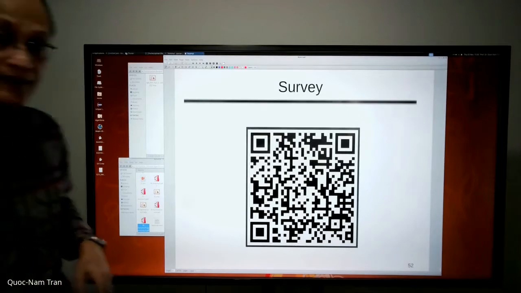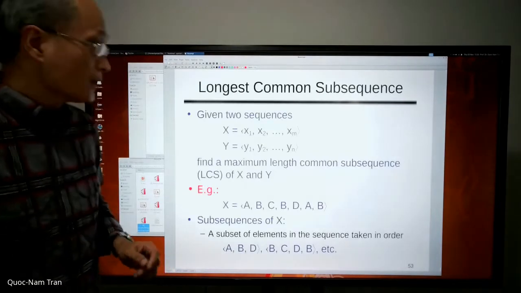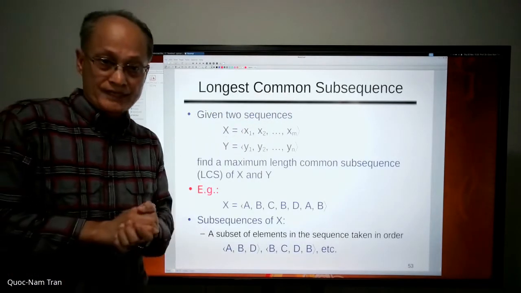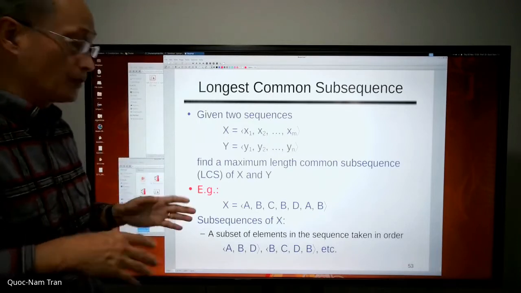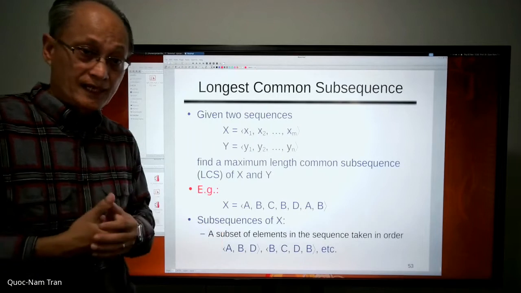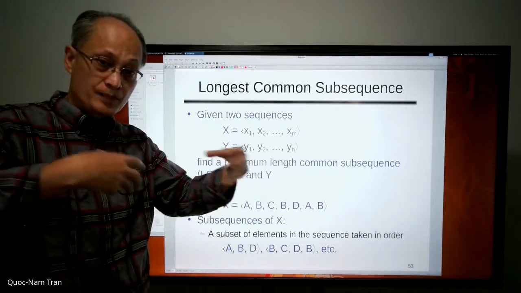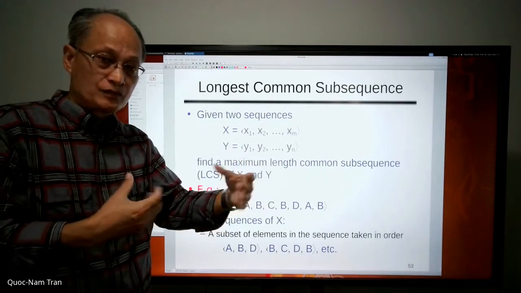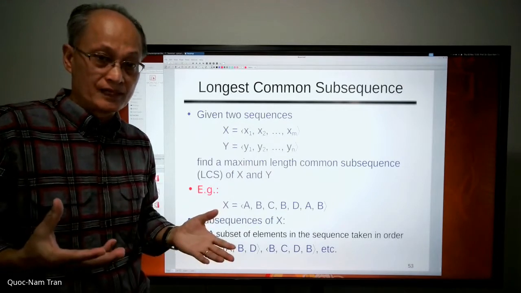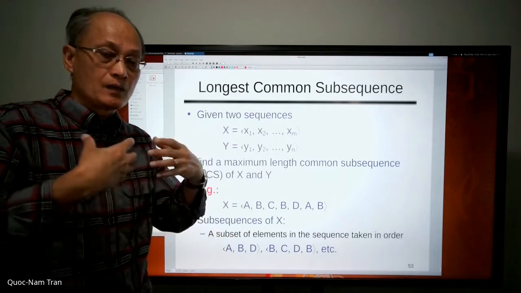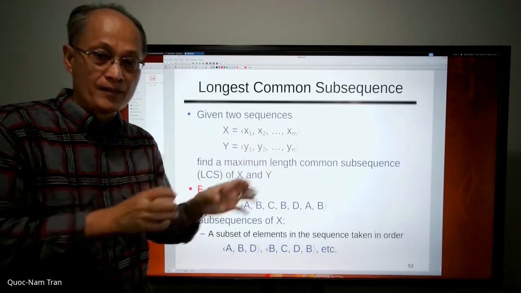Okay, so let's have some background on the longest common subsequence. Last week I gave you a motivation about this. The motivation is that when we have two species, or say two mutations of a virus, we want to see what portion of the genes they have in common.